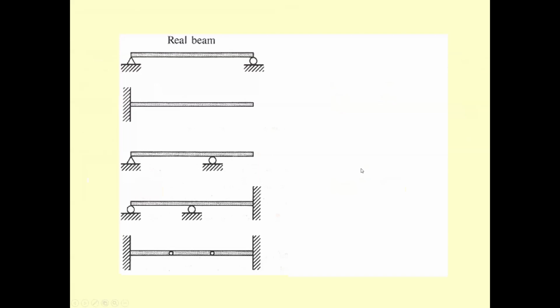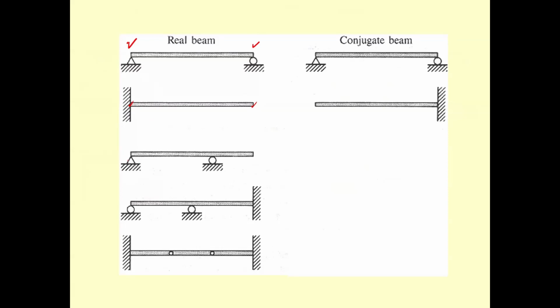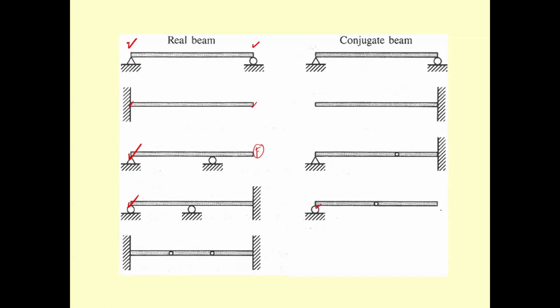Now we review it. For the external pin and external roller, the conjugate beam is going to be the same. This fixed changes to free, this free changes to fixed. Like this one, this is going to be the same. This is going to change to fixed, free changes to fixed, and this is going to change to internal hinge. This one changes to internal hinge, and this one changes to free. So: roller, internal hinge, and free.